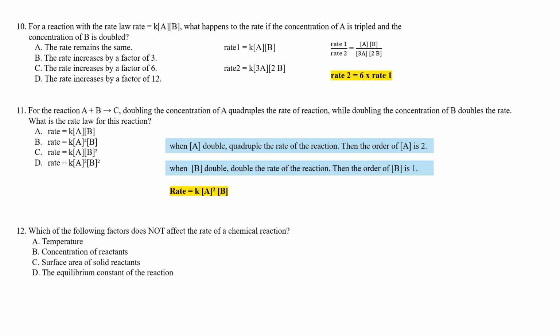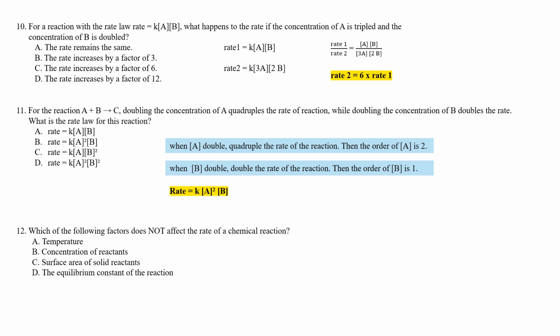Question number 12. Which of the following factors does not affect the rate of a chemical reaction? There are many factors that affect reaction rate. The first one is temperature. Second, concentration of the reactants. Another factor is the surface area of the solid reactants.